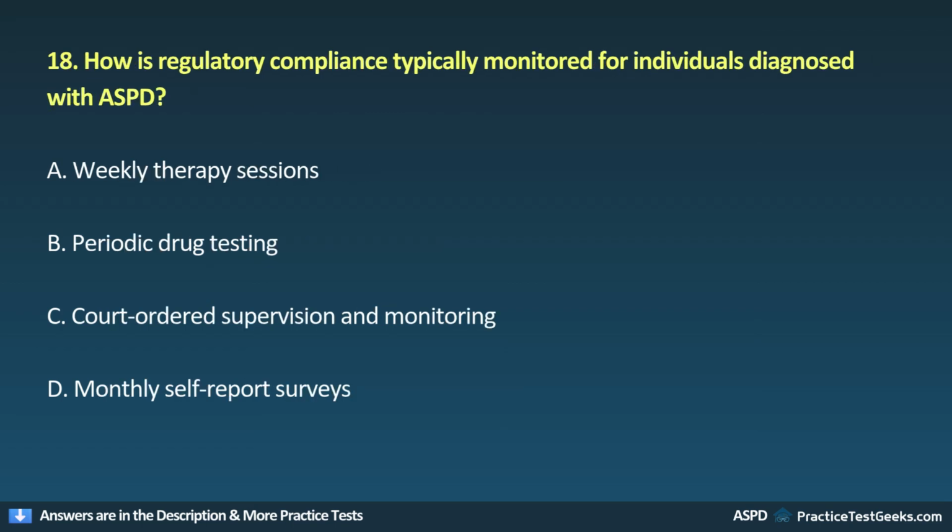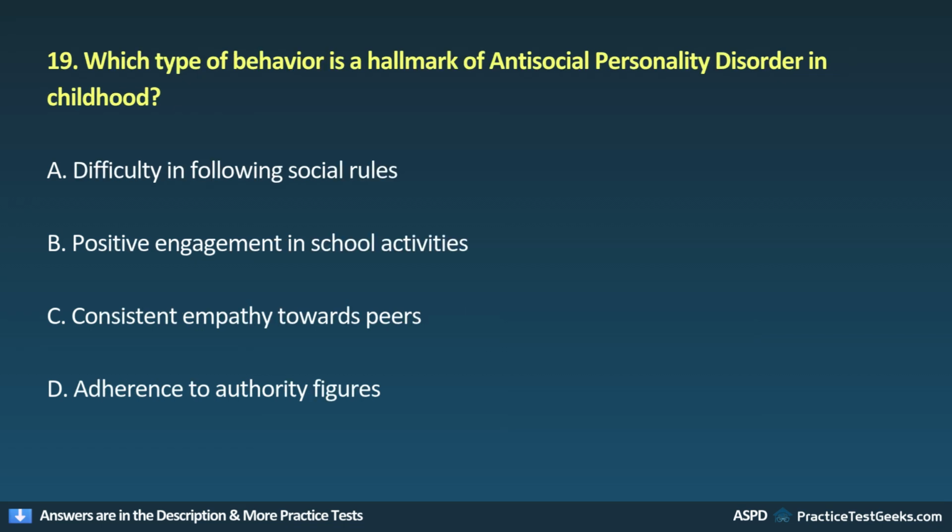18. How is regulatory compliance typically monitored for individuals diagnosed with ASPD? A. Weekly therapy sessions. B. Periodic drug testing. C. Court-ordered supervision and monitoring. D. Monthly self-report surveys.